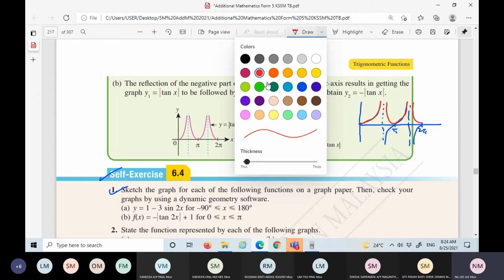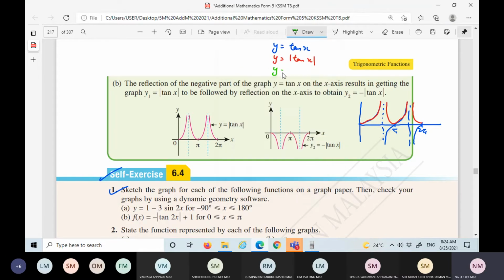Third step, the green, will be negative modulus of tangent x. Look at the red one, now it has to become negative. So all the positive parts will become negative, using the x-axis as the mirror, so it will reflect this way and this way. So the green one will be the final answer, which is this one. We have settled these two examples.